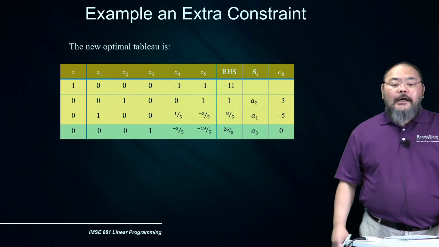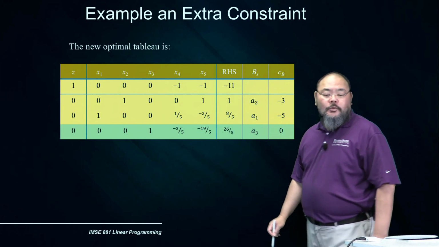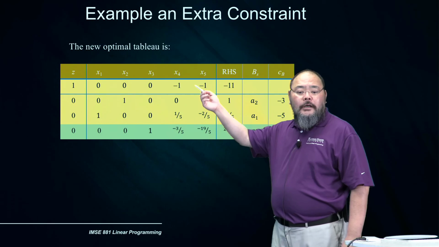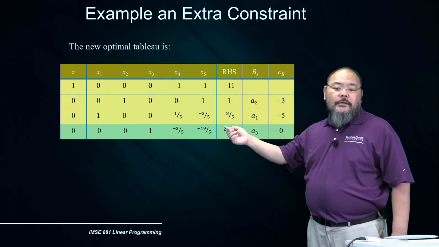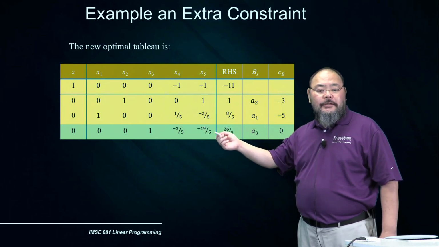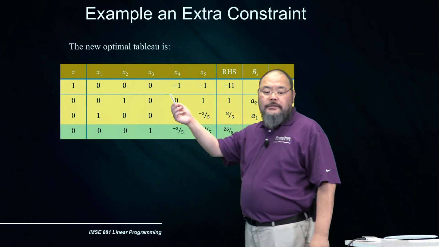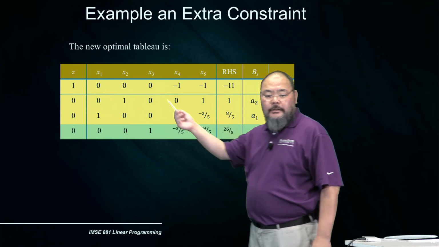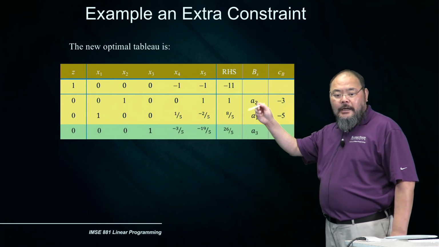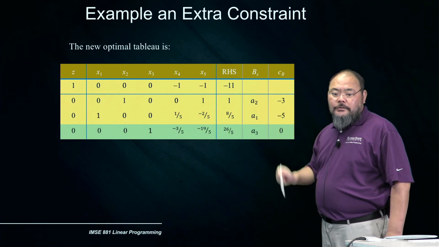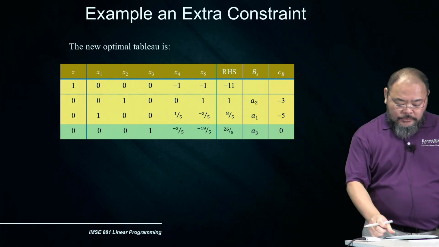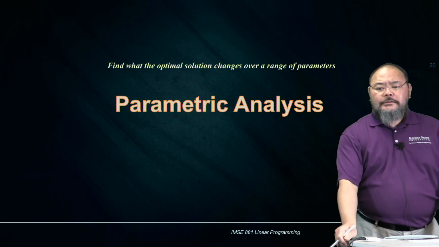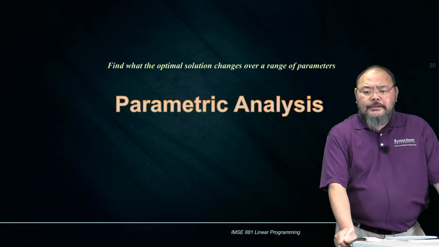So after the pivot, x3 enters the basis, x4 and x5 are non-basic, all the Zj minus Cj are non-positive, and all the right-hand sides are non-negative. So we know we have the new optimal tableau solution. This concludes this part of the sensitivity analysis.